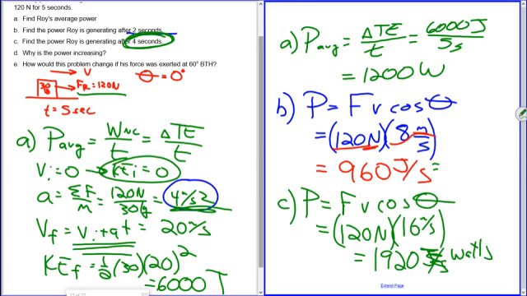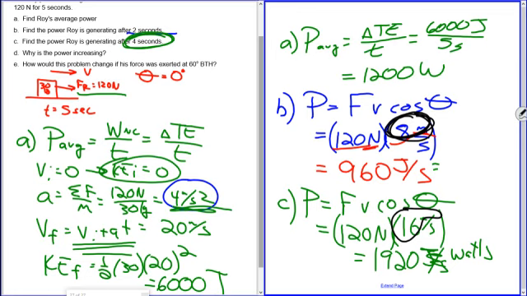Then D says, why is the power increasing? Well, power is work per unit time, and work is force times distance. So as you go faster, you go a bigger distance per unit time, right? Down here, we were going about 16 meters a second, as opposed to only 8 meters per second. As a result, you're transferring energy more quickly. All right, so that's D.